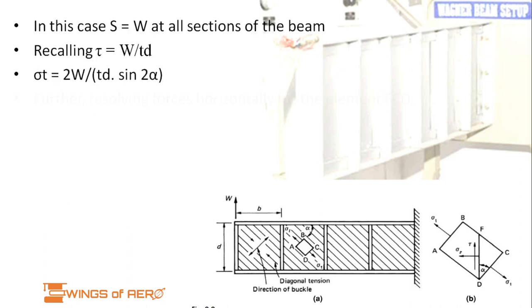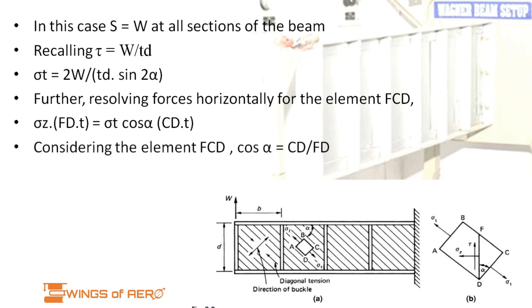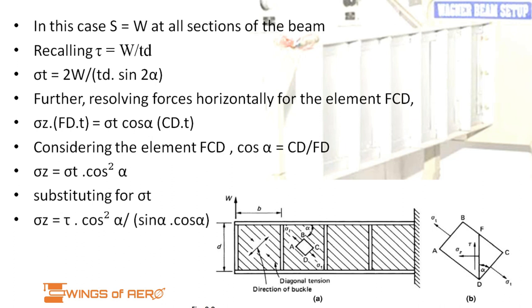Resolving the horizontal forces for the element FCD, we get sigma Z FD into t equals sigma T cos alpha CD into t, because sigma T is inclined. Considering the element FCD again, cos alpha equals CD by FD. Substituting this in the previous equation, we get sigma Z equals sigma T cos squared alpha. Substituting the value of sigma T obtained earlier, we get sigma Z equals W by t d into tan alpha, named as equation number 3.